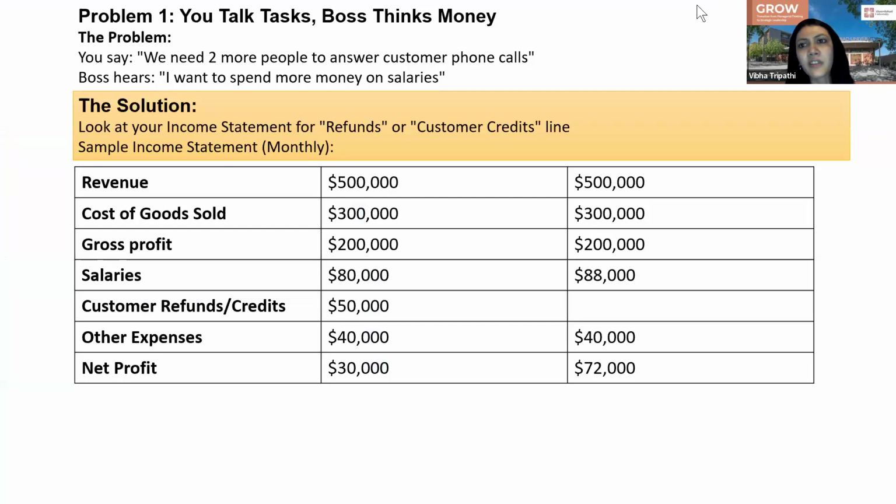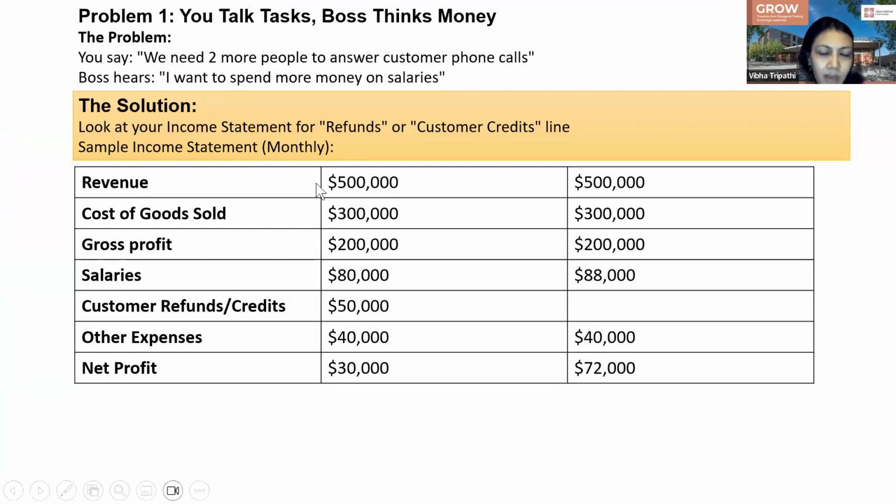So first one, I have taken a very simple example. You are going to your boss and saying that we need 2 more people to answer our customer phone calls. Now, boss only looks at this as a problem that we are going to give salary to 2 more people. But you have to use some number crunching here. You have to do some number crunching. You have to see what's happening.